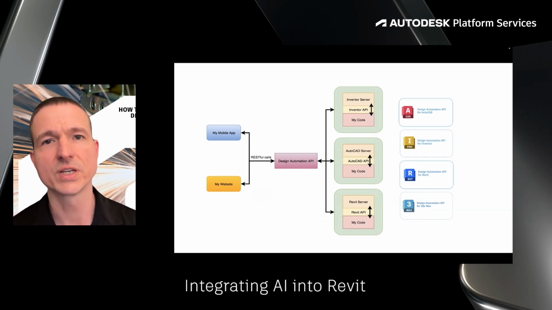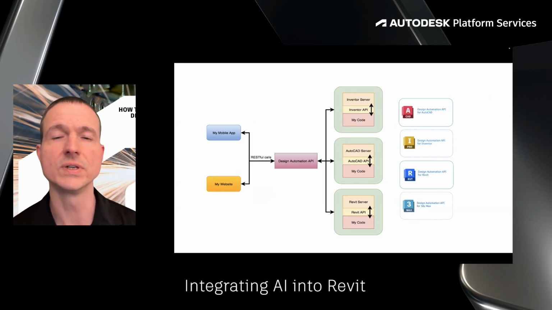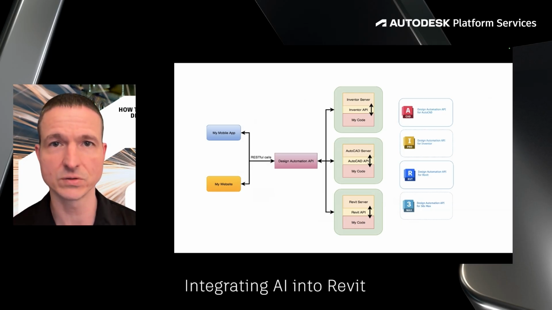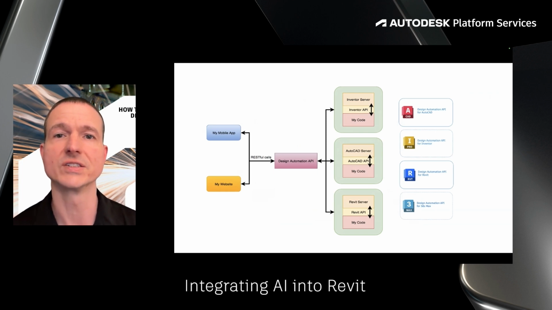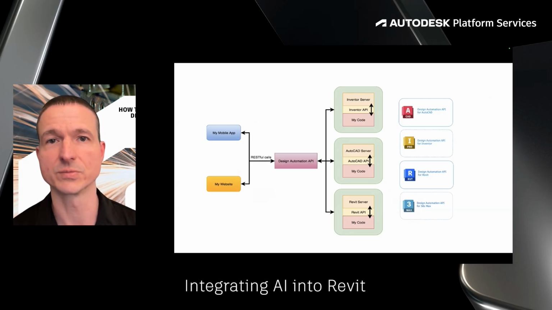And what the Design Automation API allows you then to do is to upload this app bundle to the Design Automation server, then kick off various work processes, which would then start up the given engine, load your app bundle, and then it could start to automate that specific product.